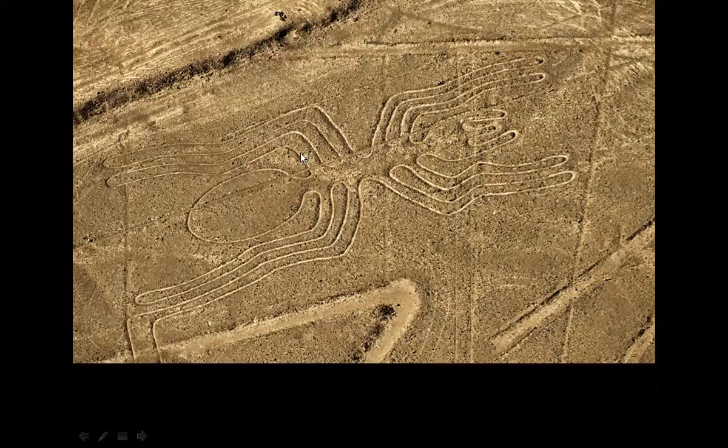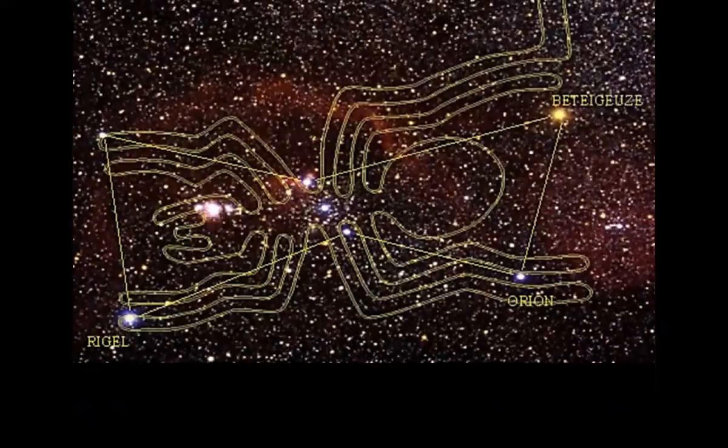But what is it? Why would you depict a giant spider like this? Well, my conclusion is it was a representation of the constellation of Orion. It's not a perfect match, sorry, but I think it's close enough. So it's just a guess, but I think they depicted the star signs.